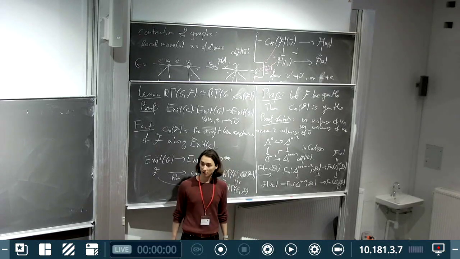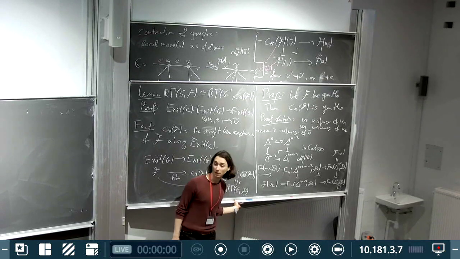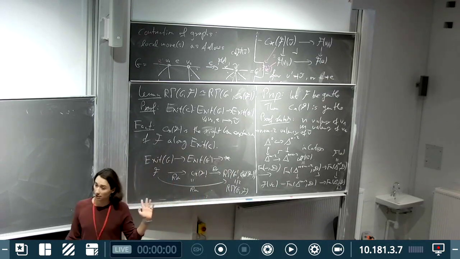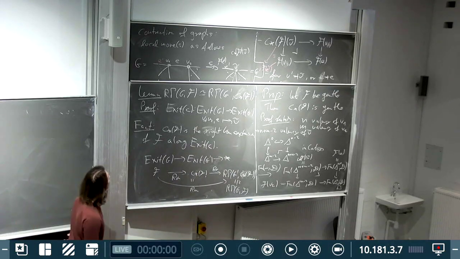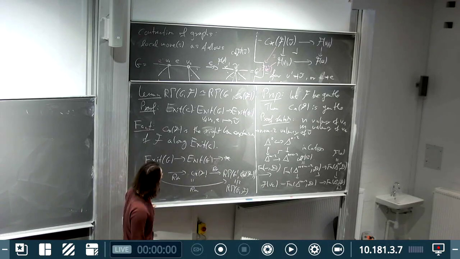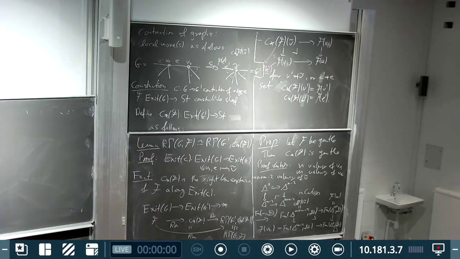Question? Are you also saying that the right Kan extension preserves constructible sheaves? Yes, it does here. The way we defined it, it does. That's by definition. Well, I think it's also true for the right Kan extension on pre-sheaves. You can't say what a pre-sheaf is in this language. A functor on the exit category is already a constructible sheaf.